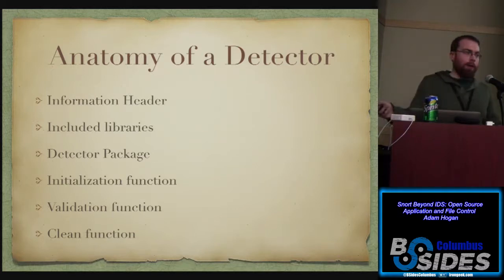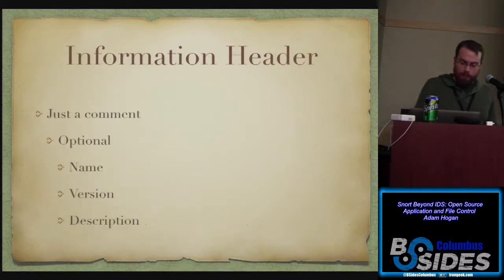Next one is the detector package. We're just going to say, okay, here's what I'm setting up, here's the protocol I want to use, here's the name I'm going to give it. And then we'll get into the functions where you customize your detection. There are 3 of those: initialization, validation, and the clean function. And I'd guess 95% of the time, the only thing you end up writing is the initialization one. It kind of depends on the application.